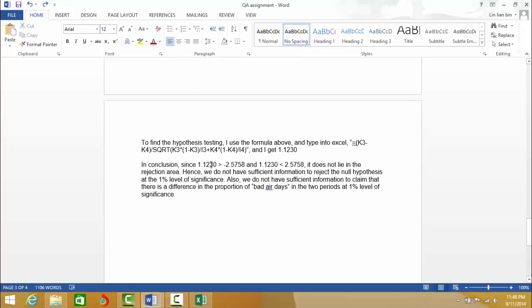In conclusion, since 1.1230 is bigger than negative 2.5758 and less than 2.5758, it does not lie in the rejection area. Hence, we do not have sufficient information to reject the null hypothesis at the 1% level of significance. Also, we don't have sufficient information to claim that there is a difference in the proportion of bad air days in the 2 periods at the 1% level of significance.